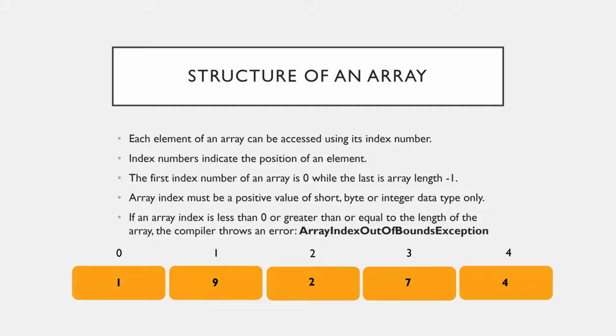Index numbers can only be of short, byte, or integer data type. They cannot be represented as any other data type. If the index number is less than 0, or it is equal to or more than the length of the array, that is, it is not inside the range between 0 and array length minus 1, then the compiler throws an error called array index out of bounds exception.